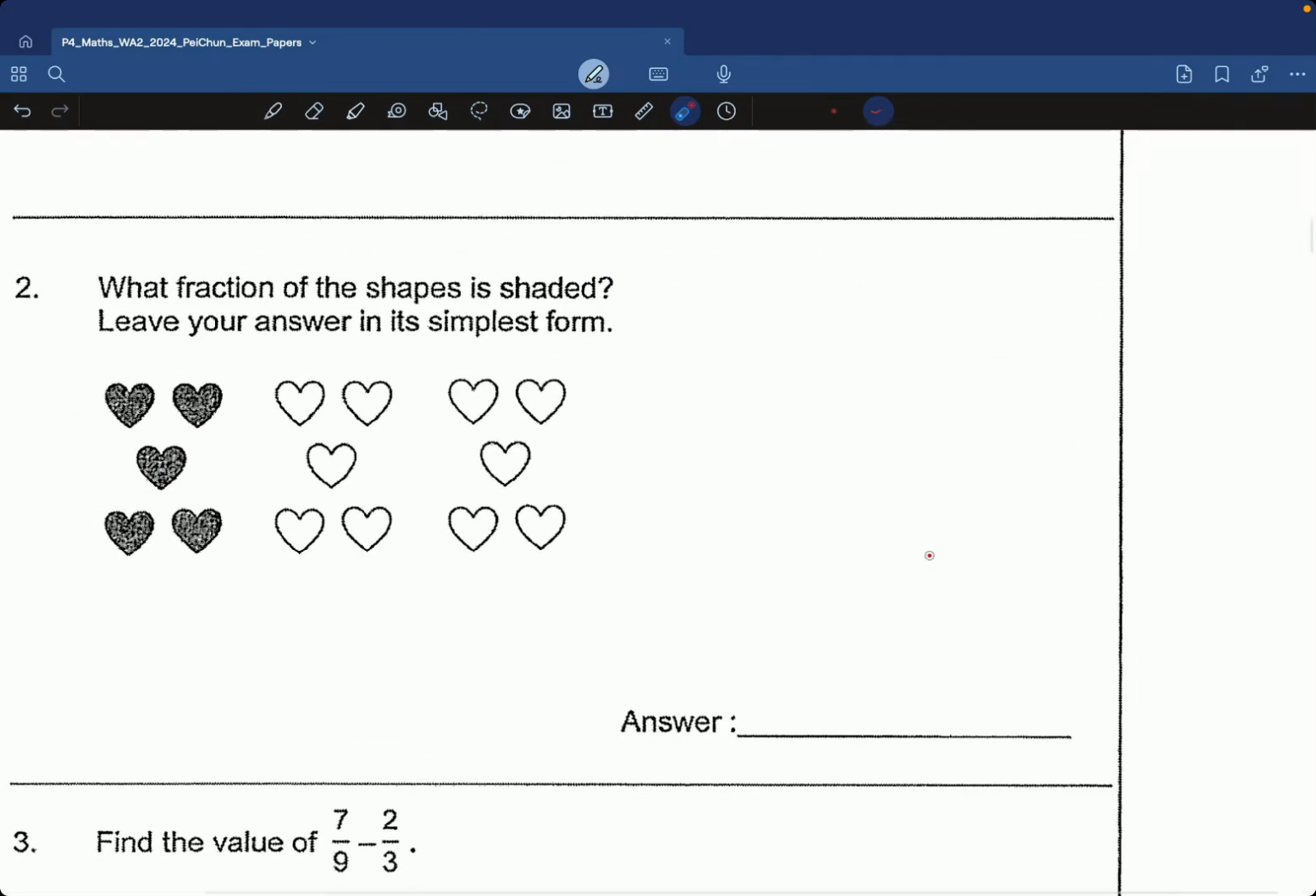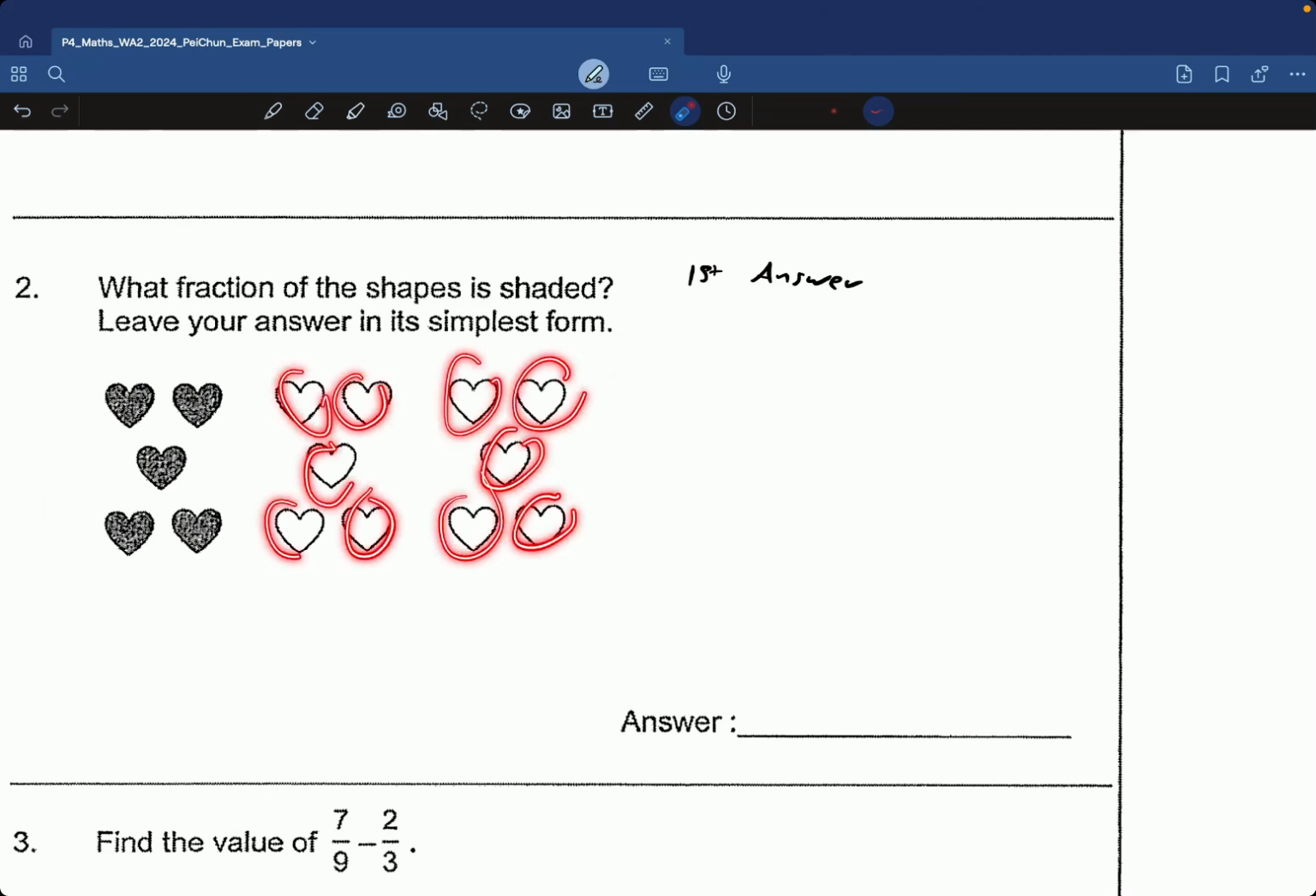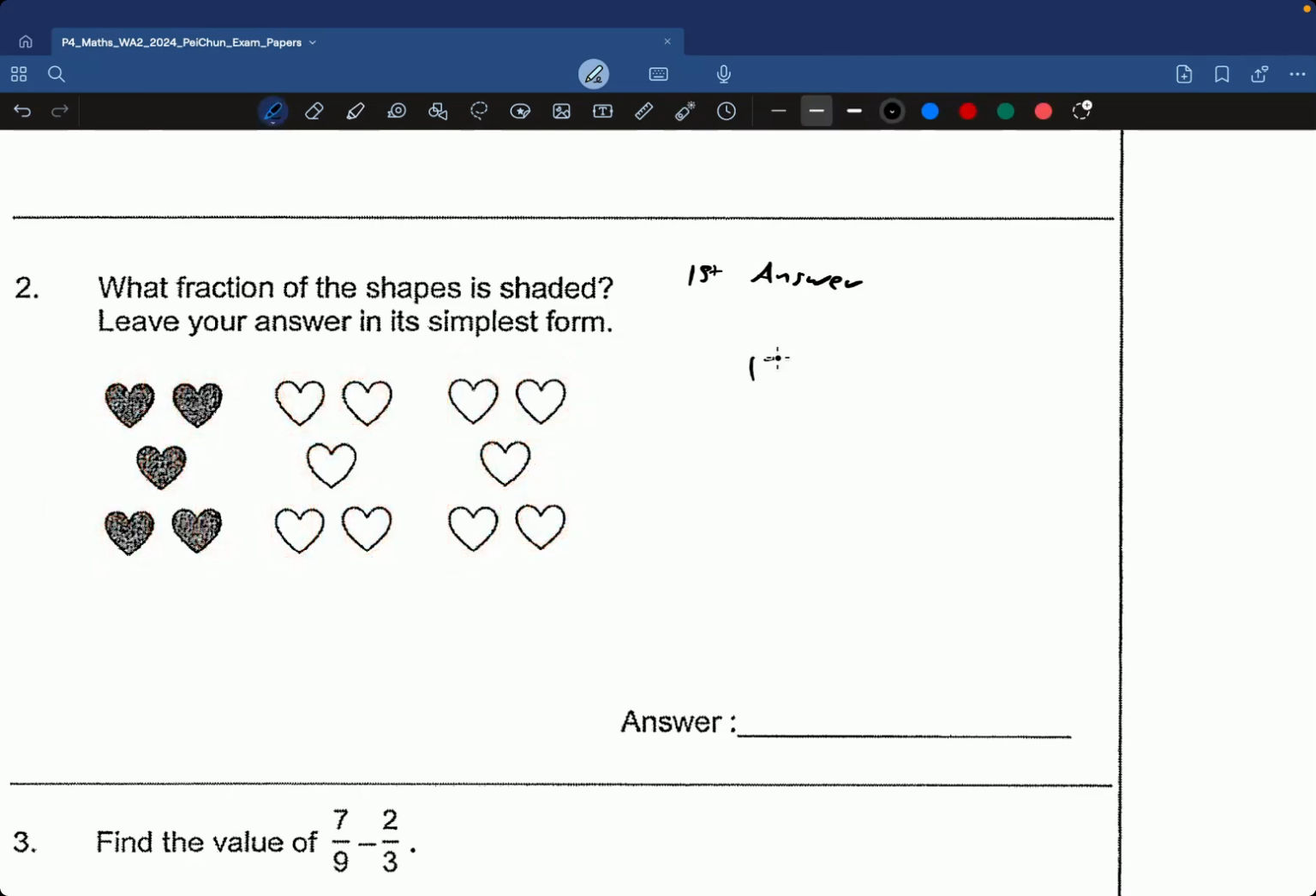Question 2. What fraction of the shapes is shaded? Leave your answer in its simplest form. The first answer that some of you might give is to calculate how many hearts there are in total. So you'll count 1, 2, 3, 4, 5, 6, 7, 8, 9, 10, 11, 12, 13, 14, 15. That's 15.